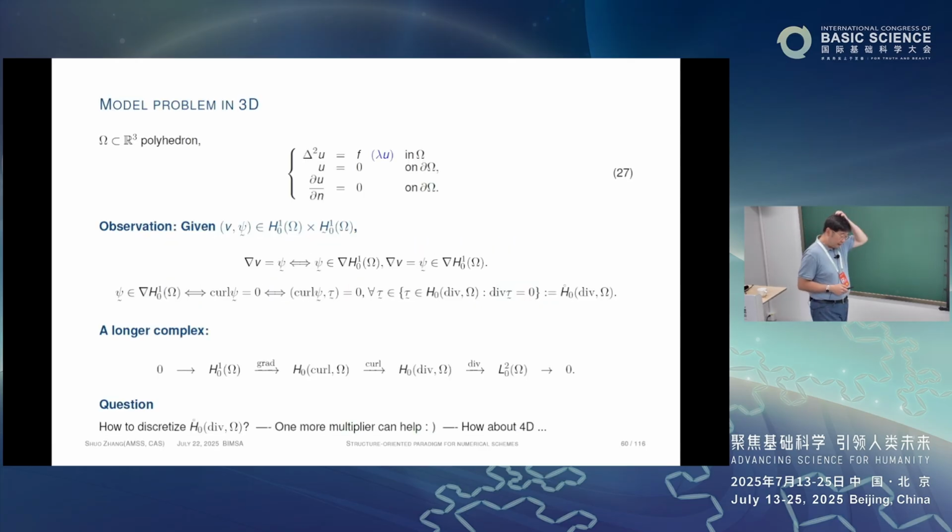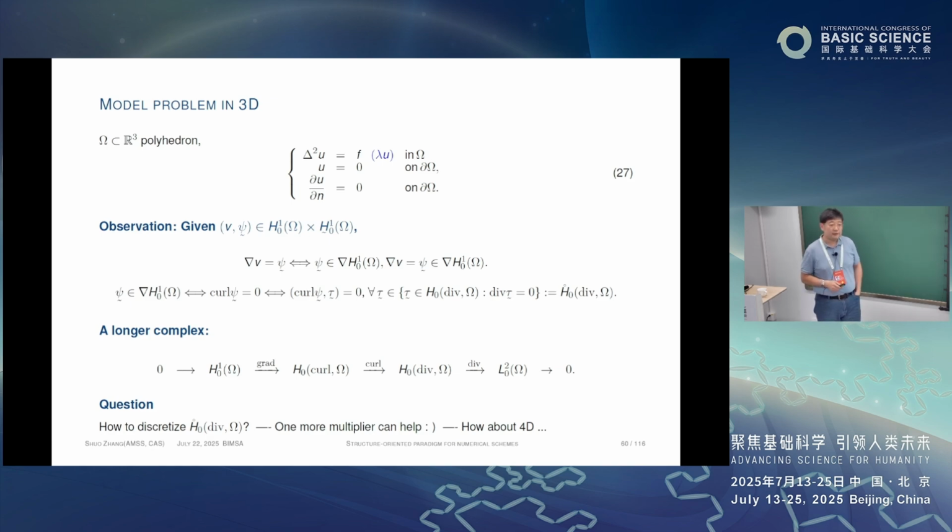Okay, now the problem is how to study it in 3D. We can just repeat the procedure in 2D. The logic is that gradient v equals to psi, equivalent to psi belongs to gradient H1. So then we have curl psi equals to 0, and the curl psi inner product with tau equals to 0. Okay, where is tau? Tau should be in this H(curl) and the divergence free part.